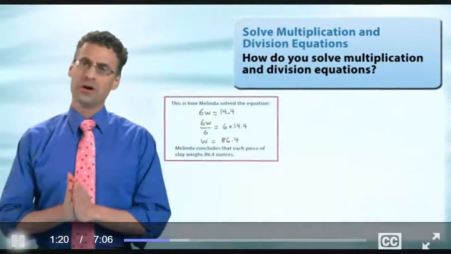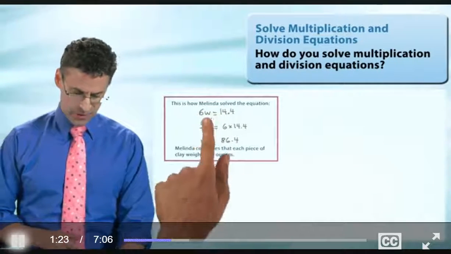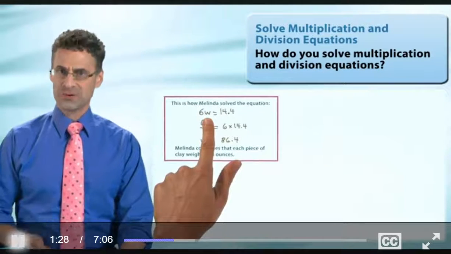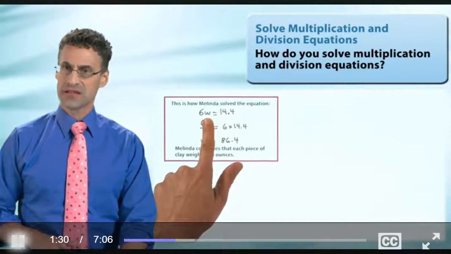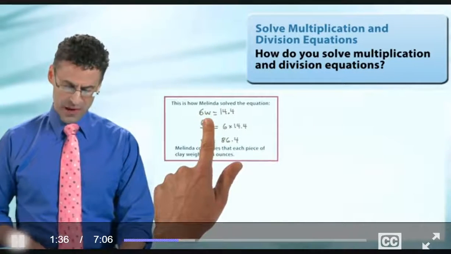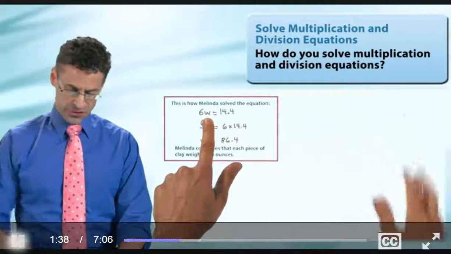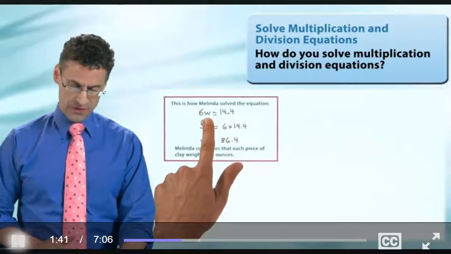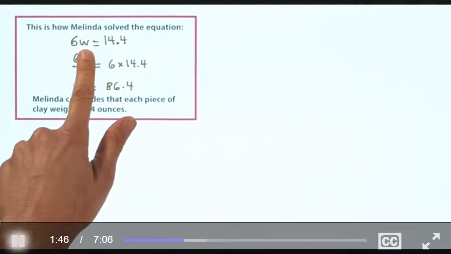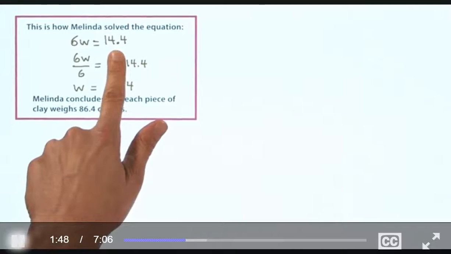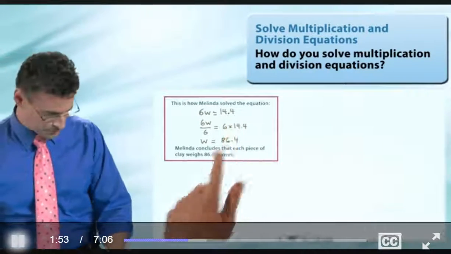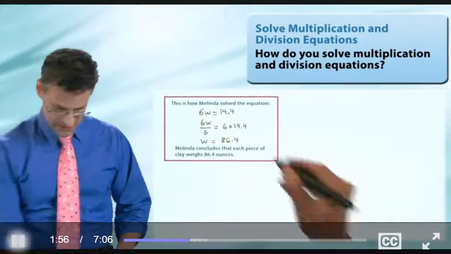So, first of all, the thing we should notice is that W stands for the unknown quantity of the weight in ounces of each piece. And what's the thing we know about those pieces? There are 6 pieces, each having the same weight, and together they make up the entirety of the big block of clay she has. So 6 times the weight of each of those pieces will equal the total weight. So this equation actually is the right equation. She wrote down the right equation, which I love.